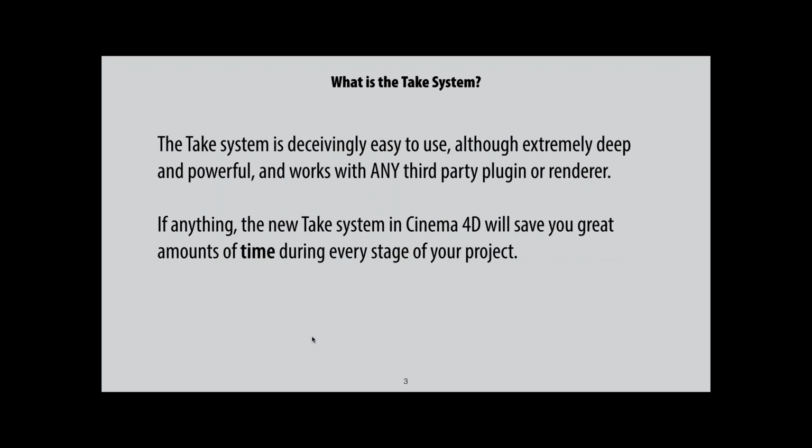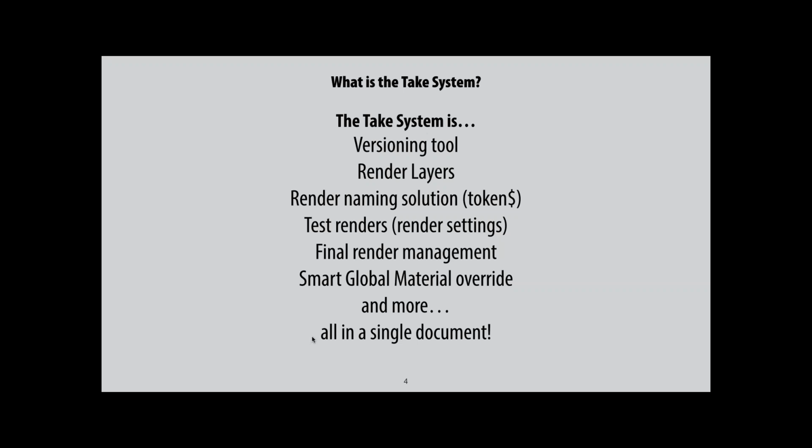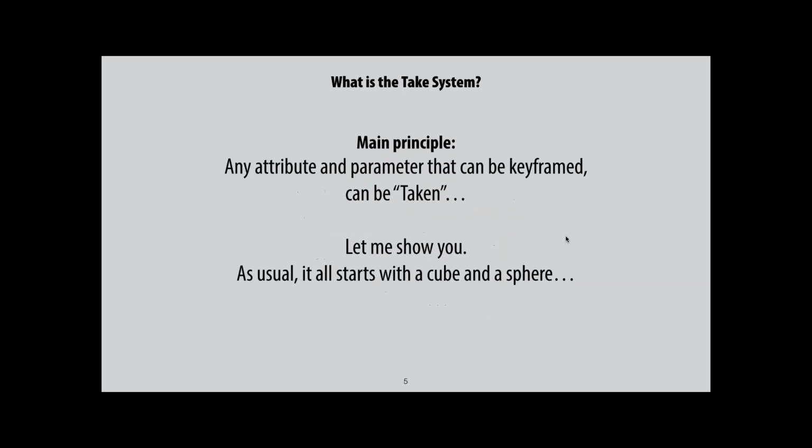The take system is deceivingly easy to use, as most things in Cinema 4D, although extremely deep and powerful, and works with any third-party plugin or renderer. If anything, the new take system in Cinema 4D will save you great amounts of time during every stage of your project. So a small overview of what's available through the take system. It's a versioning tool, render layers, a render animation solution using tokens, and this $ sign is there on purpose. It helps you do very quick test renders, the final render management. It has a smart global material override, and everything in a single document.